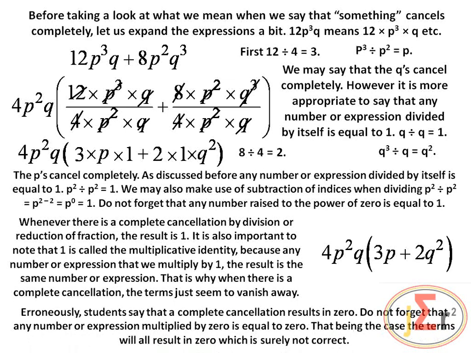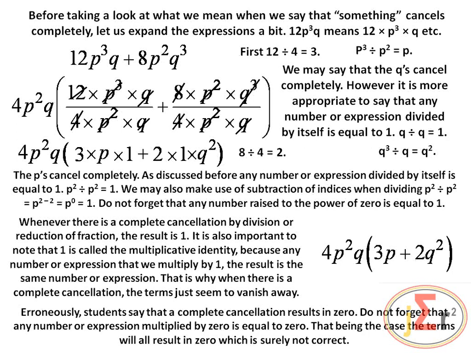Erroneously, students say that a complete cancellation results in 0. Do not forget that any number or expression multiplied by 0 is equal to 0. So therefore, if it cancels to 0, we will have 0 multiplied by this, and it will turn out to be 0. And 0 multiplied by this term will also be 0, and we will not have anything in the brackets. So do not forget that any number or expression multiplied by 0 is equal to 0. That being the case, the terms will all result in 0, which is surely not correct. So the entire thing is not equal to 0.